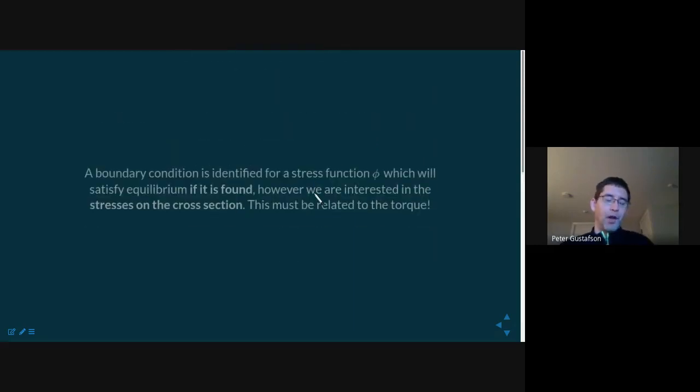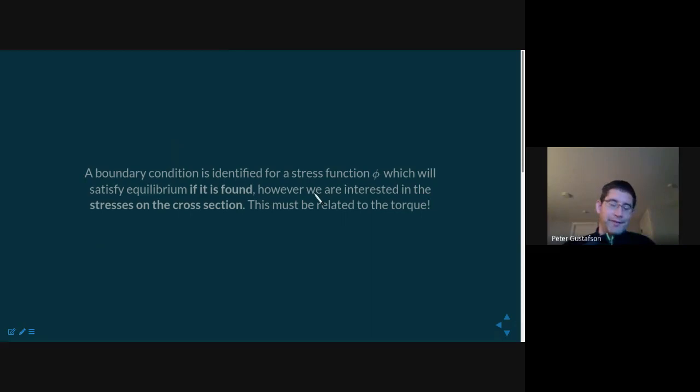So what have we done? Well, with respect to the Prandtl stress function, which is still unknown, we don't know what it is, but what we do know about it is that there's a boundary condition on the exterior surface of our shaft that says phi is a constant, and if phi exists, it satisfies equilibrium, and that's great, right? We're happy.